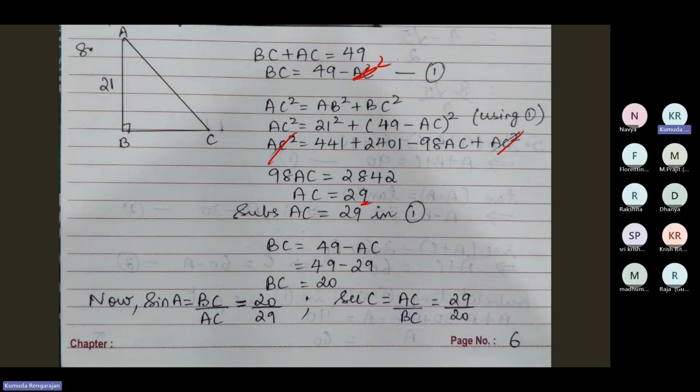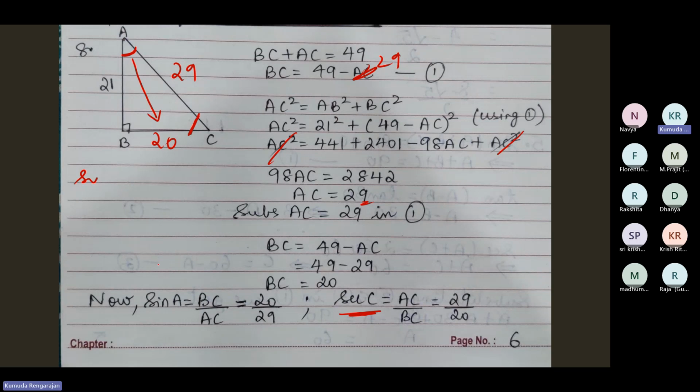So if AC is 29, then BC is 49 minus 29. It is 20. So this is 29. This is 20. Now find sin A and secant C. So be careful, children. Sine of angle A is equal to the side opposite to angle A by the hypotenuse. So BC by AC.